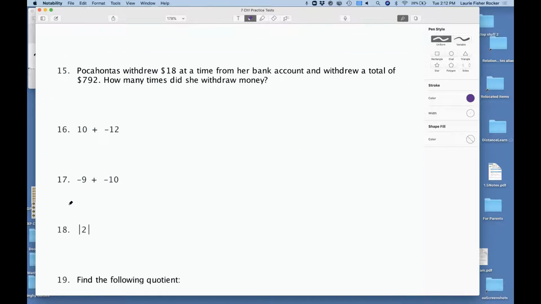Pocahontas withdrew $18 at a time from her bank account and withdrew a total of $792. So that means every time she went, she withdrew 18. Every time. Okay, so that's what that's saying. So when did she get to 792? When was it at the very end going to be 792? So that's basically a division problem. So we're just going to divide that by 18. They like their 18s.